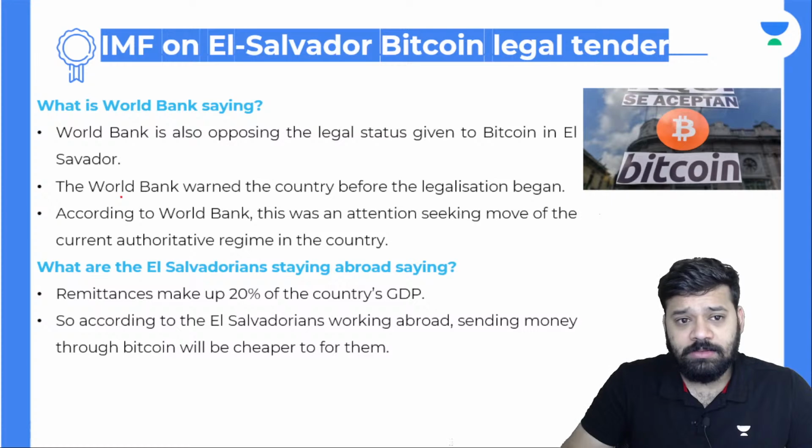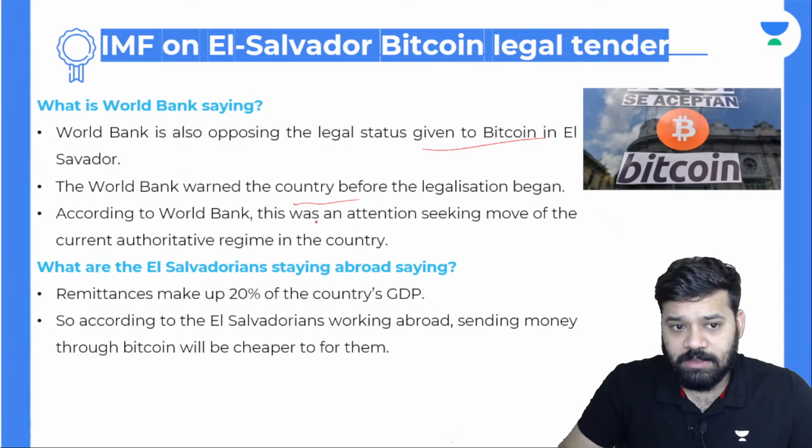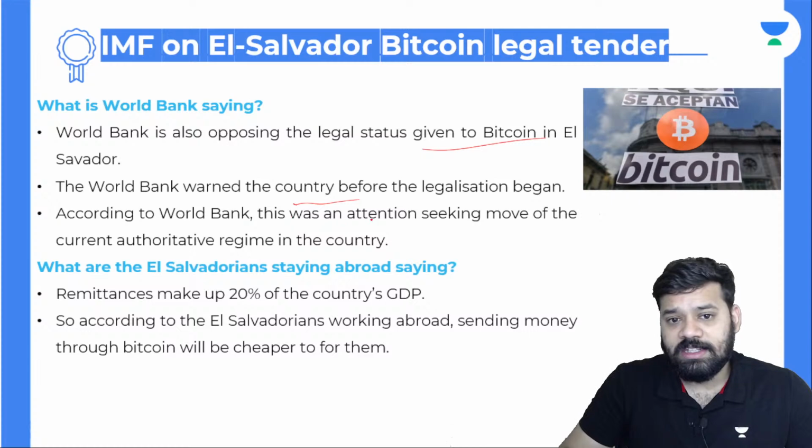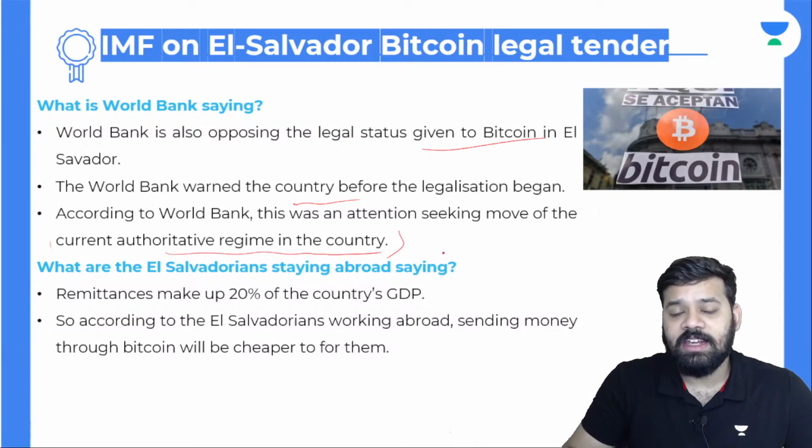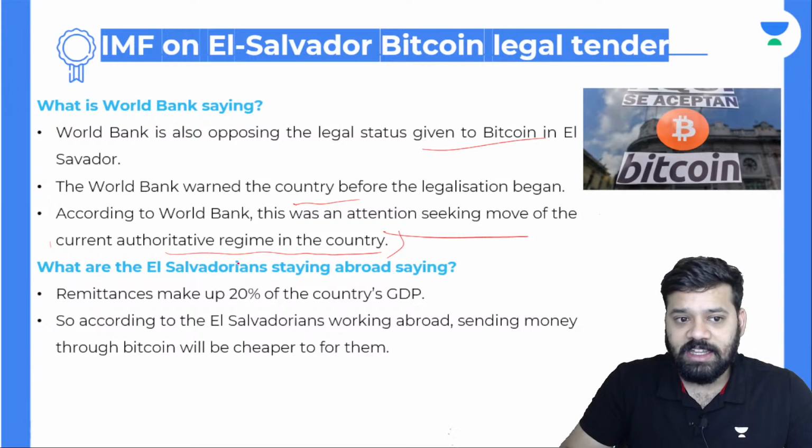Going forward, what is the World Bank saying? World Bank is also opposing the legal status given to Bitcoin in El Salvador. World Bank had warned the country before legalization began. According to World Bank, this was an attention-seeking move of the current authoritative regime in the country. So World Bank is saying that there is an authoritative regime in the country, and just to seek attention, they are doing this. And what are El Salvadorans staying abroad saying?